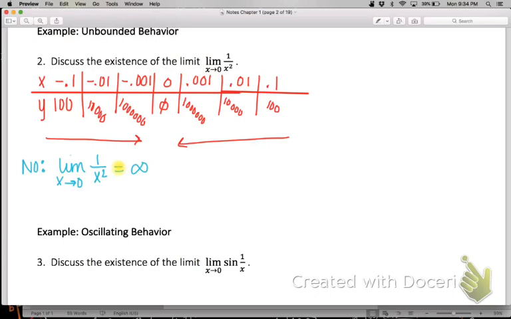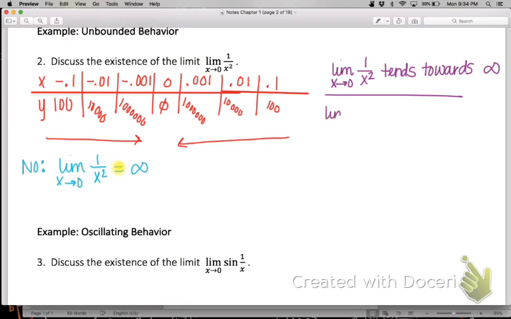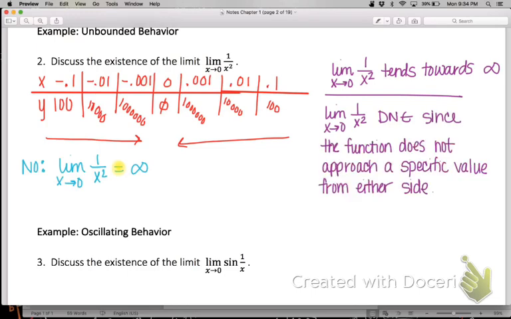So what you can say is that the limit as x approaches 0 of 1 over x squared tends towards infinity. But I think the easier answer here would be to say that the limit as x approaches 0 of 1 over x squared does not exist since the function does not approach a specific value from either side. That is how you would want to explain this.